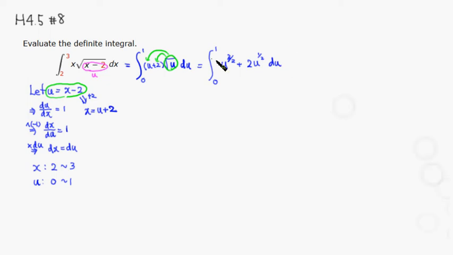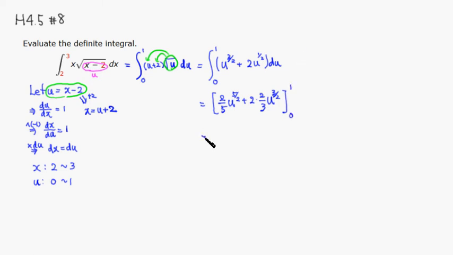Now we can use the power rule to find the antiderivative. The antiderivative: add 1 to the power, so 5/2. Dividing by 5/2 is the same as multiplying by 2/5. Plus 2 times u to the, I add 1 to the power, so it's a 3/2 power. Dividing by 3/2 is the same as multiplying by 2/3. And then you're going from 0 to 1.